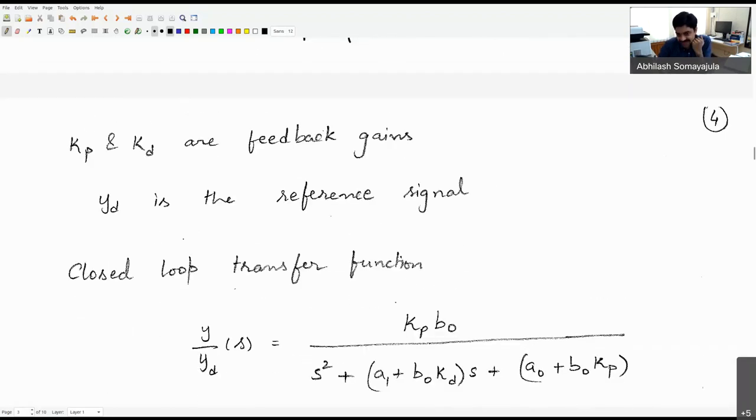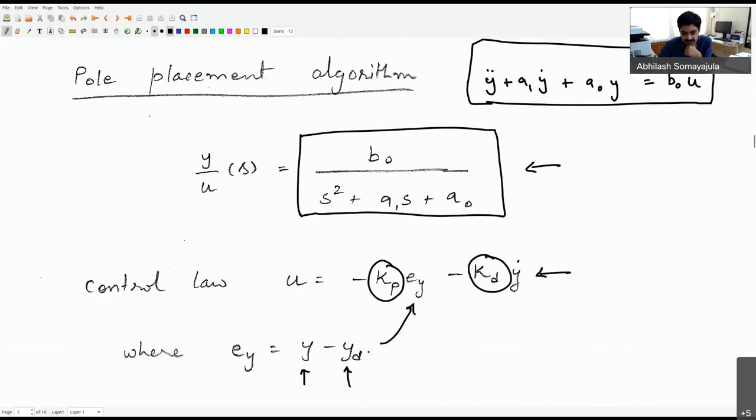Okay, so it is easy. Actually, why don't you guys go ahead and try to find out the closed loop system's transfer function in this particular case? Which means that I want to look at the transfer function between y and y desired.